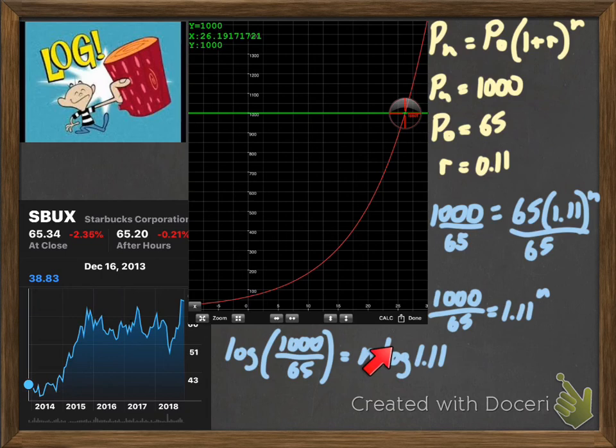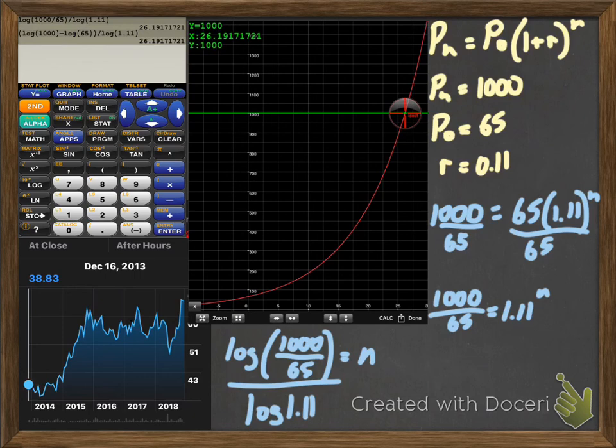And we can just plug this right into our calculators. Well, first of all, I need to divide both sides by log of 1.11. And then I can plug that into my calculator, because n equals this whole mess on the left. So that's what I did. I just plugged it into my calculator over here. Up here at the top, I plugged in exactly that: log of 1,000 divided by 65, divided by the log of 1.11. And I get 26.1917, which is exactly what I got graphically.